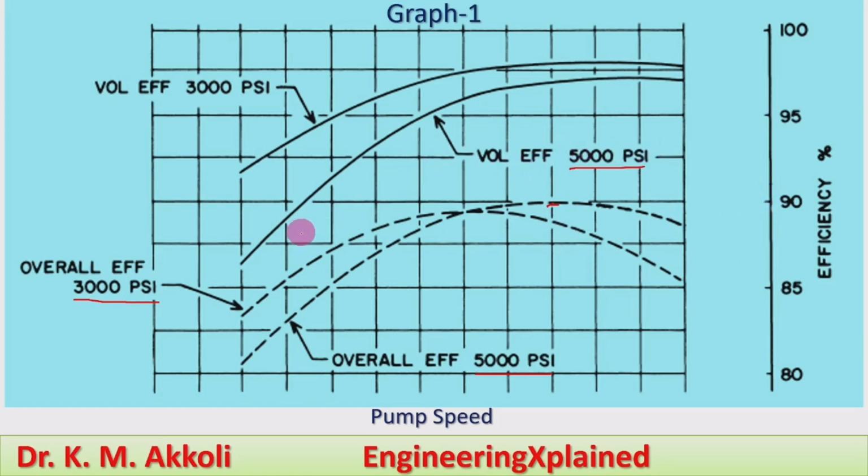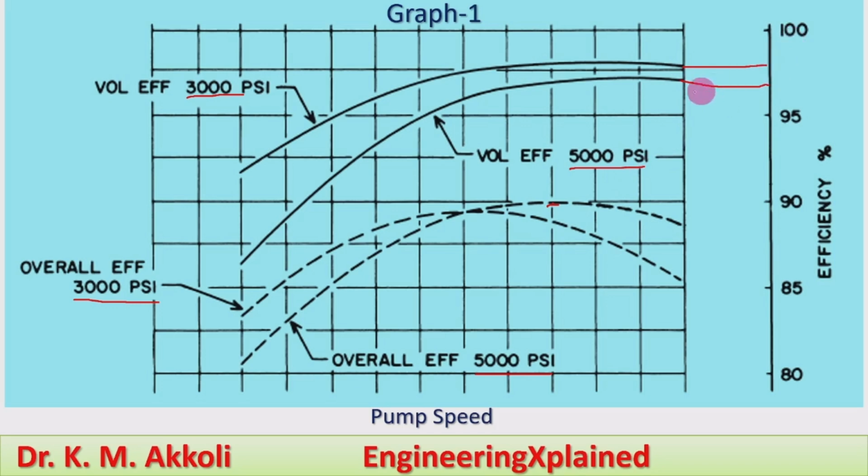For volumetric efficiency, the minimum value for the 5000 psi pressure will be more than 85%, and it reaches more than 95%, but that is somewhat lower than that of the 3000 psi. For the 3000 psi, the lower value will be less than 92.5%, and it reaches a maximum higher than that of the 5000 psi pressure, very close to 100%.